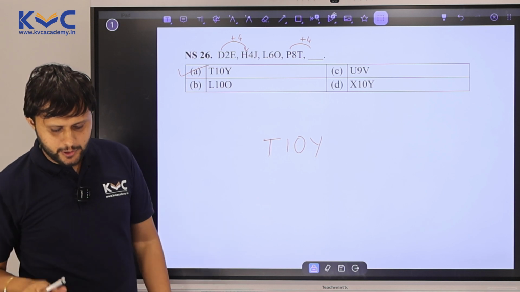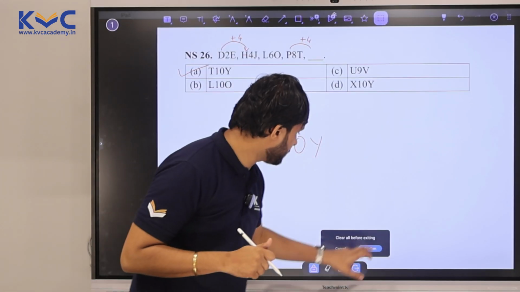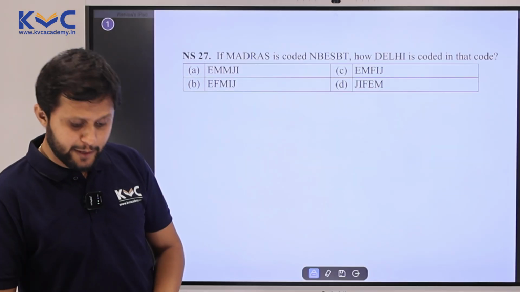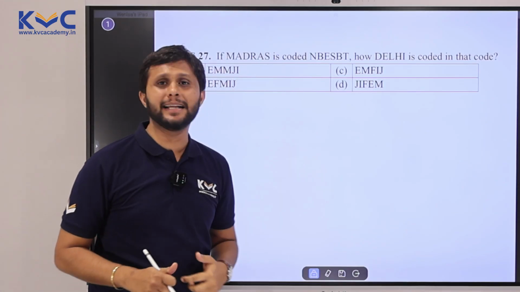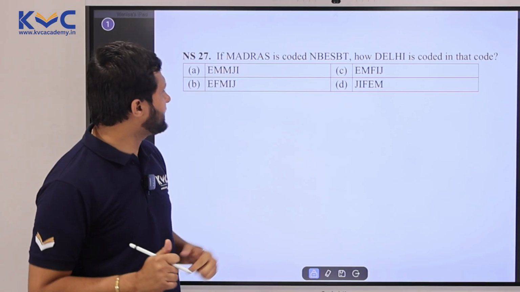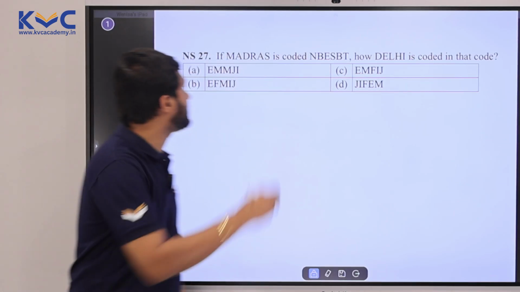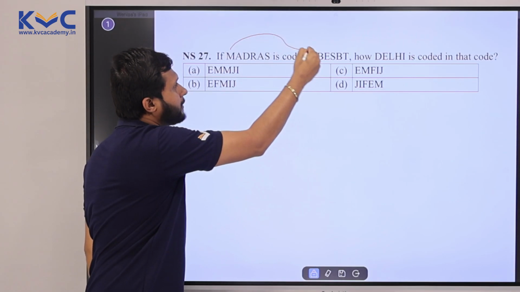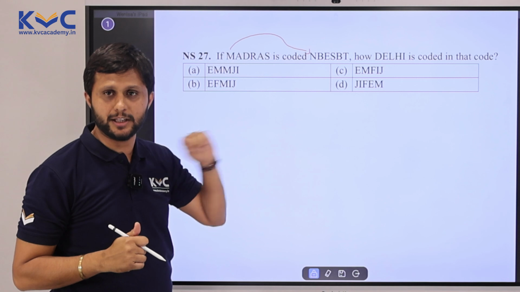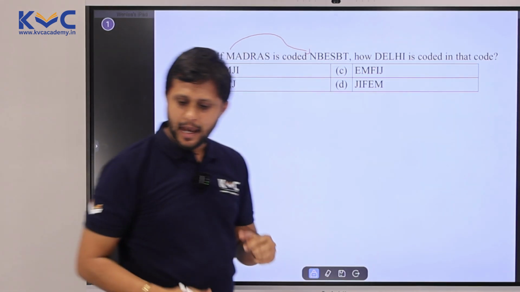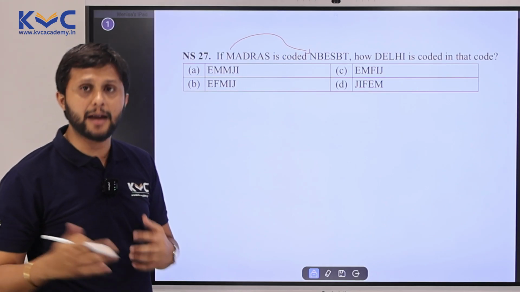Moving on to the next question, question number 27. If Madras is coded as, there is a word which I will not be able to read, how is Delhi coded in that particular code? Let's see what the connection is. M, we have the first letter, and here the first letter is N. We have the very next letter, right? N comes after M. Then we have E, the next letter is B, so it is matching. Then D, the next letter is E, and then R, for that we have S, for A again B, and for S we have T.